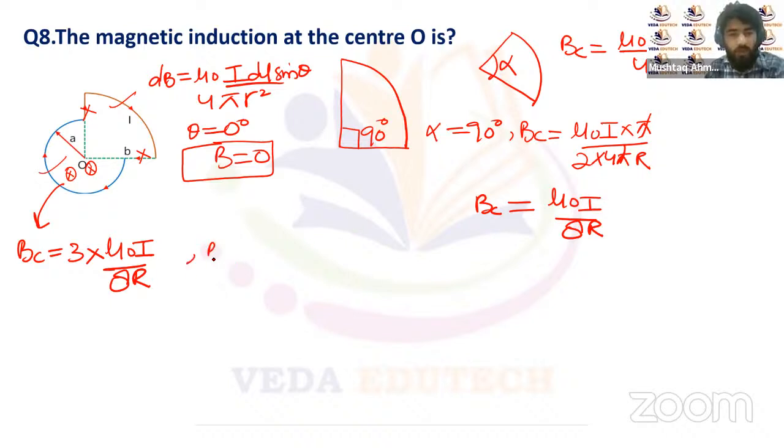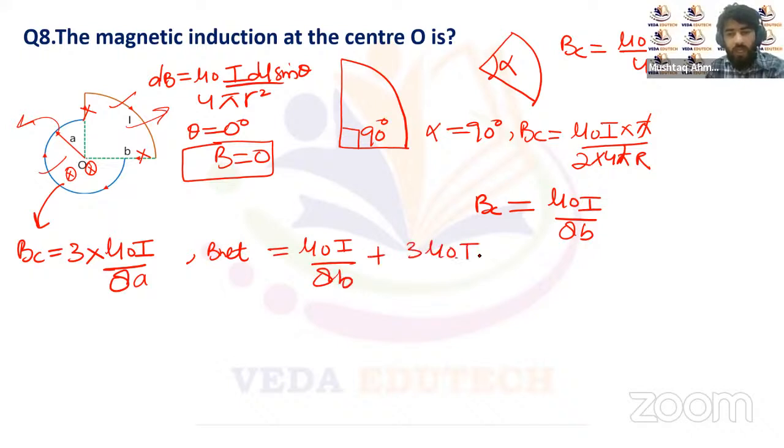So B net will be mu naught I upon... Now, for this wire, the radius is A. For the other wire, the radius is B. So we can write radius equal to A for one, and for the second wire, the radius is B. So it will be mu naught I upon 8B plus 3 mu naught I upon 8A.